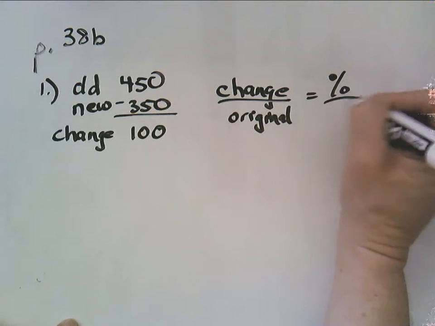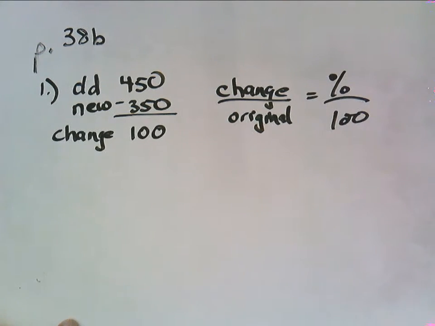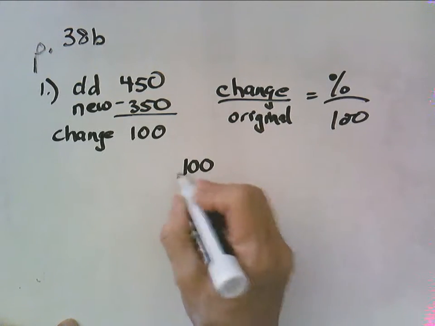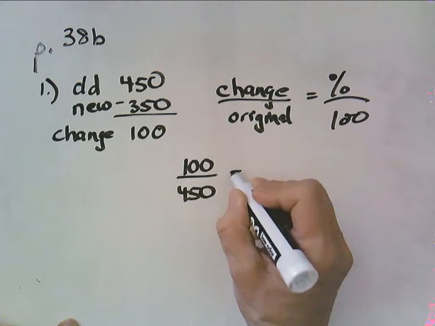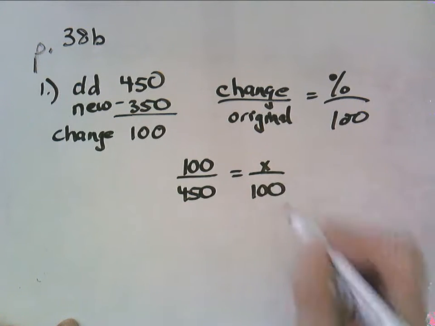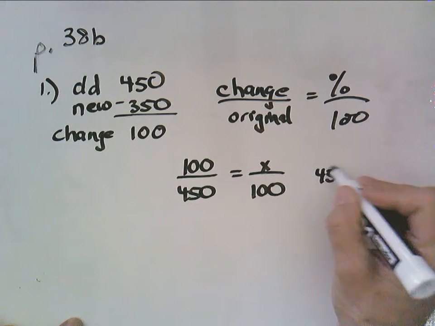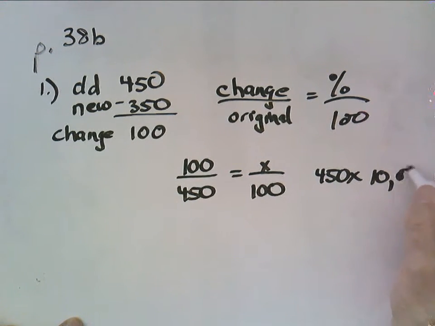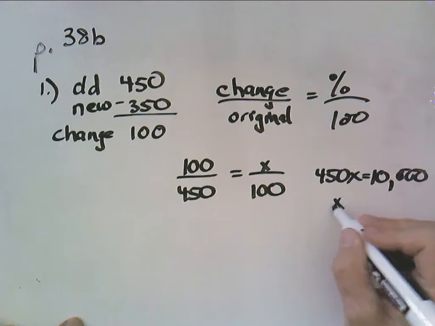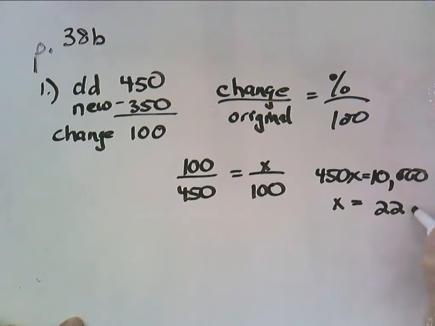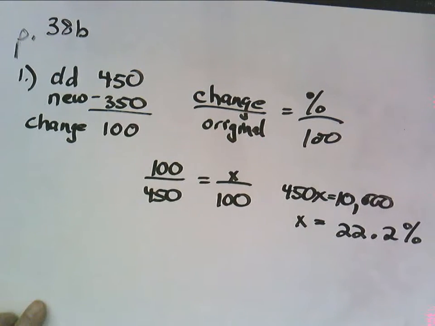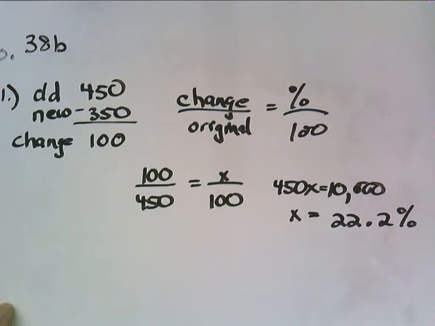equals percent over 100. So my change is 100, my original is 450, equals x over 100. So I cross multiply and I say 450x equals 10,000. So x equals 22, and I can round it to 0.2%. So 22.2%. Okay?